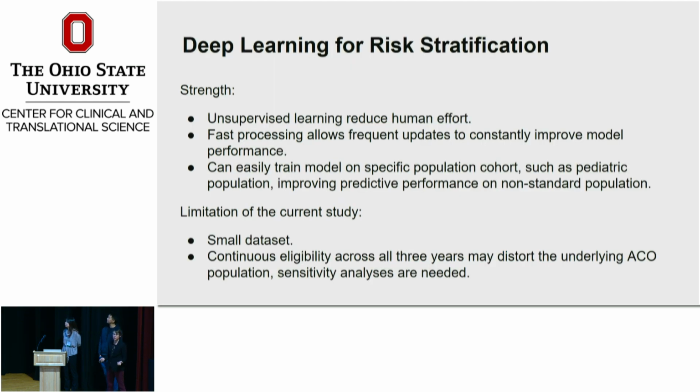The strengths of this study were that we used an unsupervised learning approach that reduces human effort. It's also more agile, allowing for frequent updates for constantly improving model performance. And you can train the model on specific population cohorts, so you can get specific within the types of patients served by your organization. Limitations of the current study include a small pilot data set, so we're definitely going to need to rerun this model on lots of different variations of data.